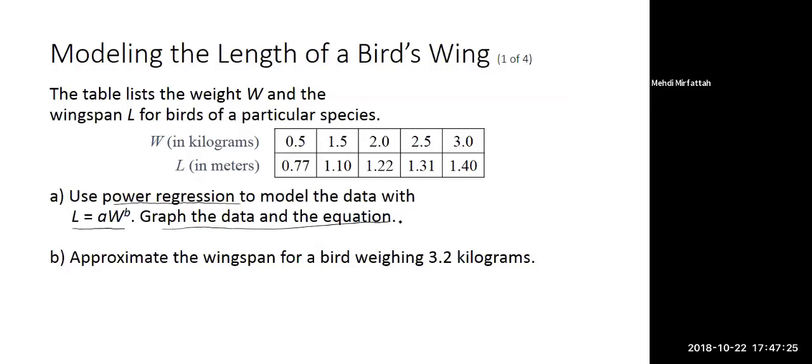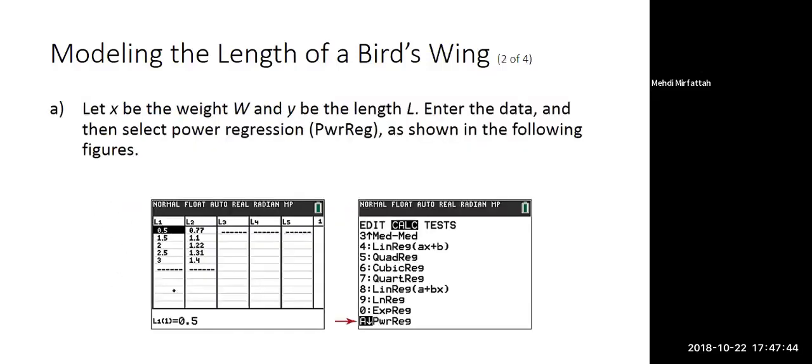We're going to graph the data and the equation. We're really going to use our calculator to find all that for us. And then for part B, we're going to approximate the wingspan for a bird weighing 3.2 kilograms. Like I said, all you're going to do is input this data on your calculator, and let X be the weight W and Y be the length L. We're going to enter the data and then select the power regression.